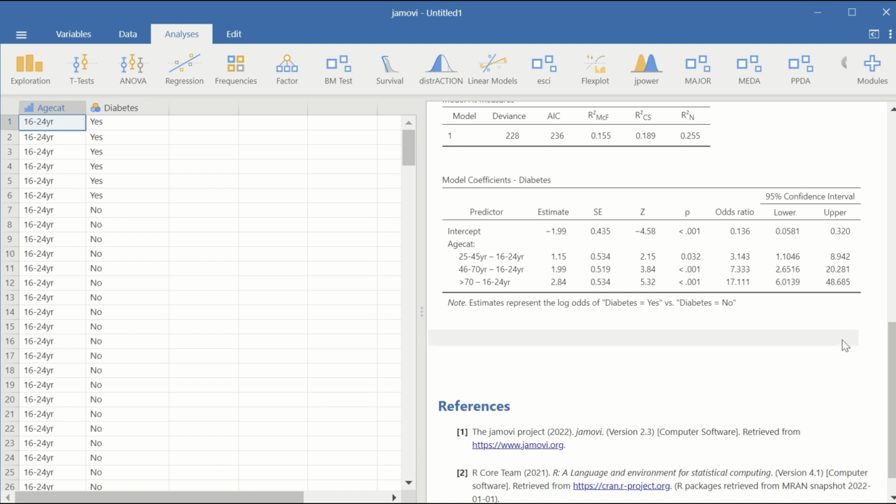So this is the way to perform binary logistic regression with an ordinal predictor in JAMOVI.